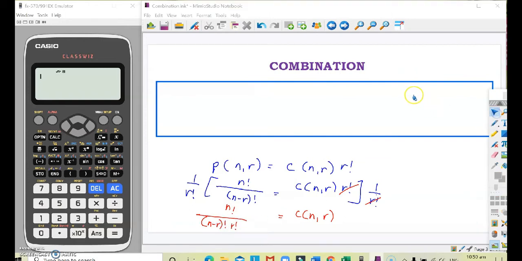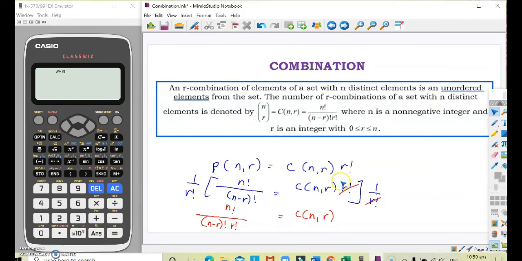That gives us this formula to compute the number of combinations. An R combination of elements of a set with n distinct elements is an unordered selection of R elements from the set. The number of R combinations of a set with n distinct elements is denoted by the given formula, which is the one that we derived, where n is a non-negative integer and R is an integer whose value lies from 0 to n. Now, the best way to apply this is to use different examples.